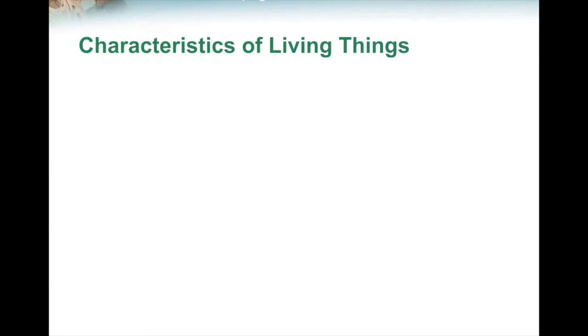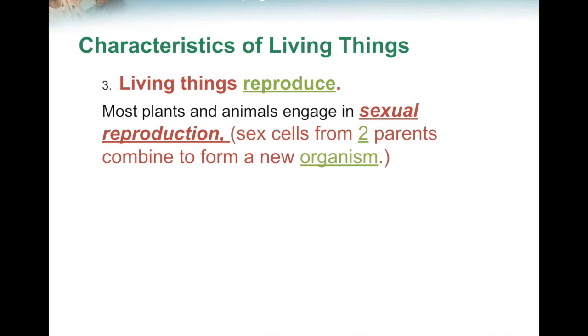The third characteristic of living things is that all living things reproduce. Now there's 2 types of ways that living things reproduce. One is through sexual reproduction. That means the sex cells, the egg and the sperm, come from 2 different parents and then they join to make the new organism or the new offspring.